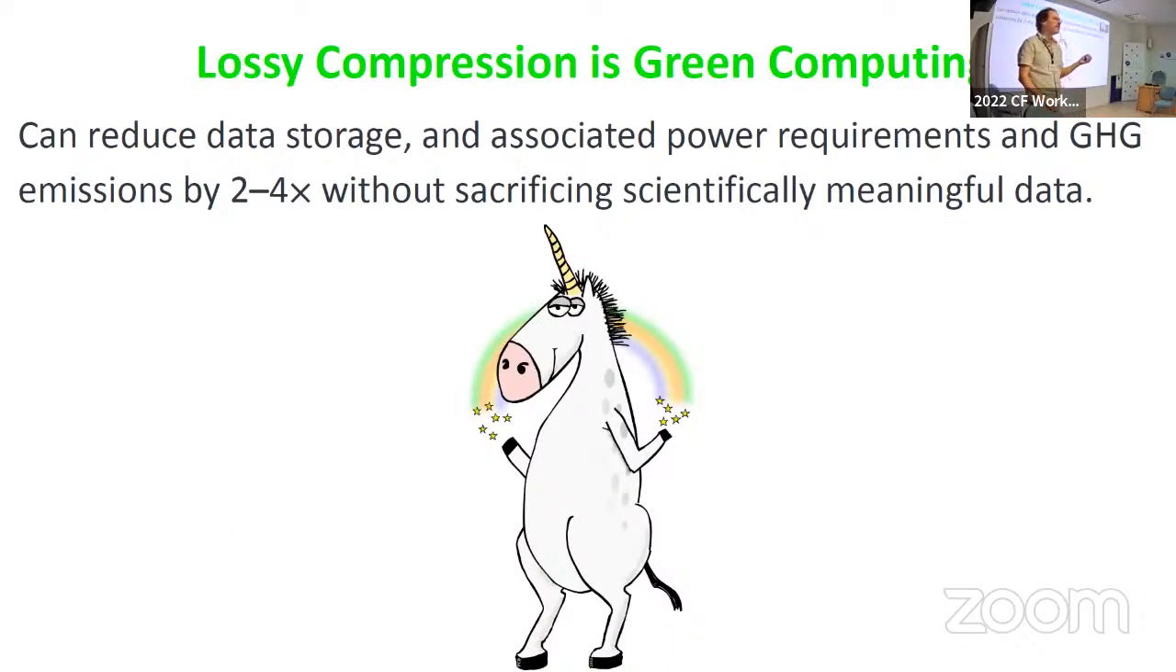So one take-home message is that it's getting harder to find scientists who think there's something wrong about trimming their data, because many studies by Alison Baker and Dorit Hammerling and others have shown that you can preserve the scientifically meaningful information with only very subtle exceptions. And so it's kind of a unicorn with a rainbow situation where you're saving energy, storage, and the associated greenhouse gas emissions without sacrificing scientifically meaningful data. So all is hunky-dory.